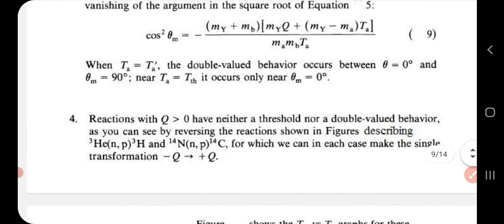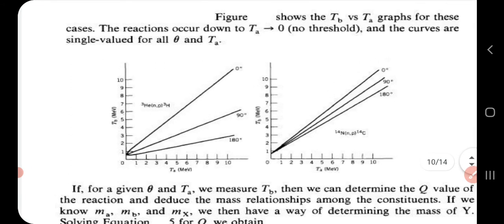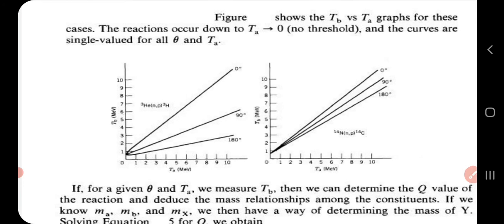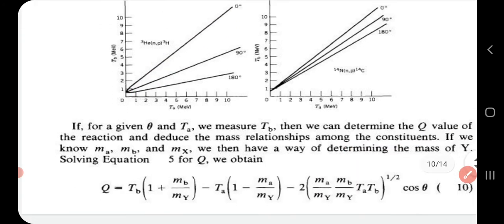Now the fourth point is reactions with Q greater than 0 have neither a threshold nor a double valued behavior, and this you can see in the figure. That is, from the figure it is quite evident. See, here there is no double valued region, that is, there is no figure. They have not shown any figure in the inset. Why? Because there is no such region in this figure. The figure is directly coming like this. So here there is no double valued region.